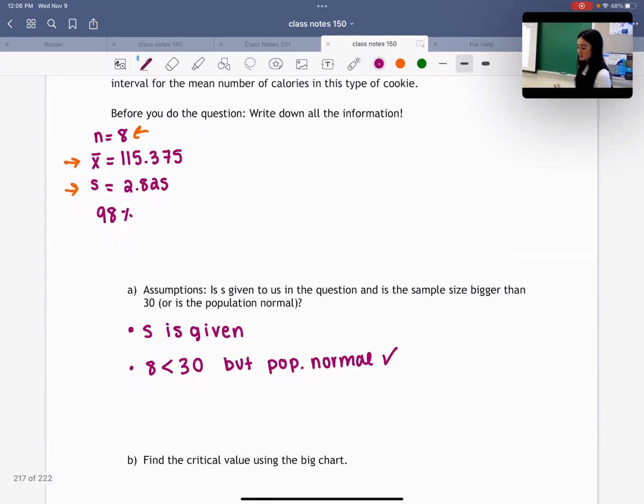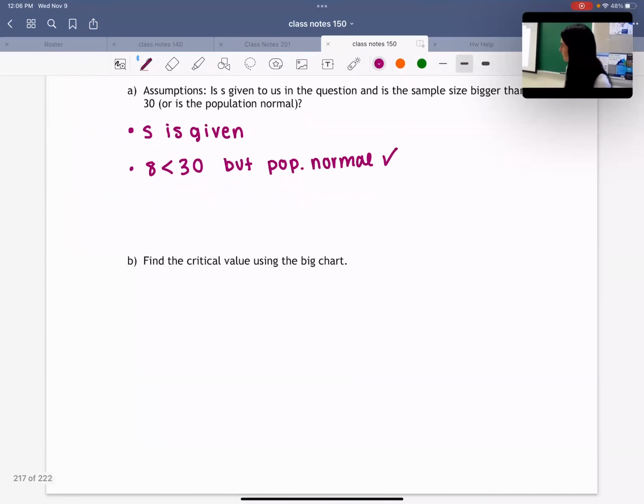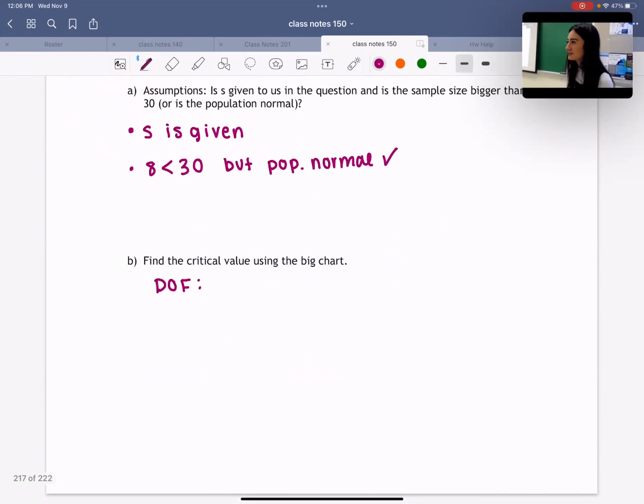All right, here's where things get a little bit different. We need to find the critical value using the big chart because we have a question that gives us the sample standard deviation instead of the population one. But before we go and look at the chart, we have to find the number of degrees of freedom, right? Does anyone remember how we find the degrees of freedom? Claire? N-1. Yeah, it's the easiest formula in the class. It's n-1. So we're going to take 8, which is n, subtract off 1, and that gives us 7.